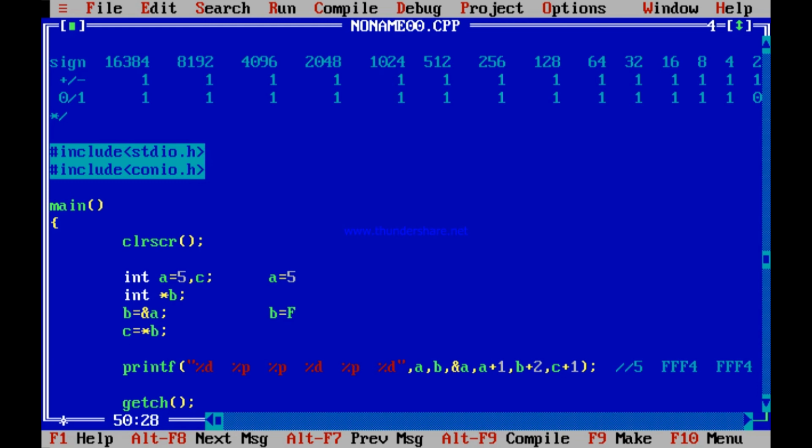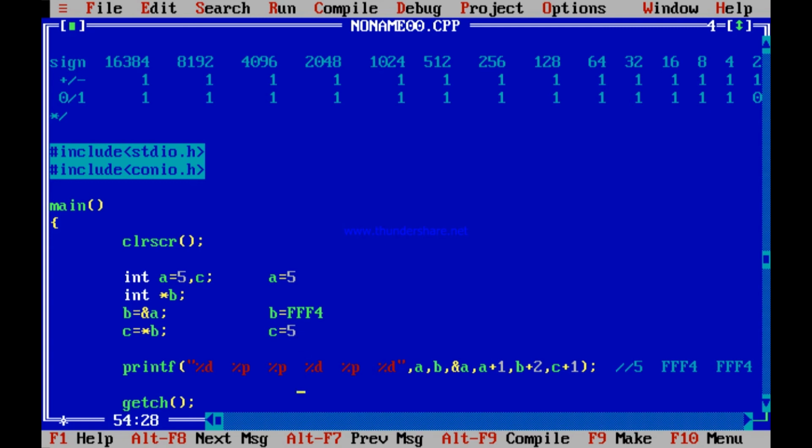So B starts containing the address of A, FFF4. C equal to star B, C equal to content of FFF4. What is the content of FFF4? Content of FFF4 is 5. Isn't it so? So star B, so C plus 1 is 6.